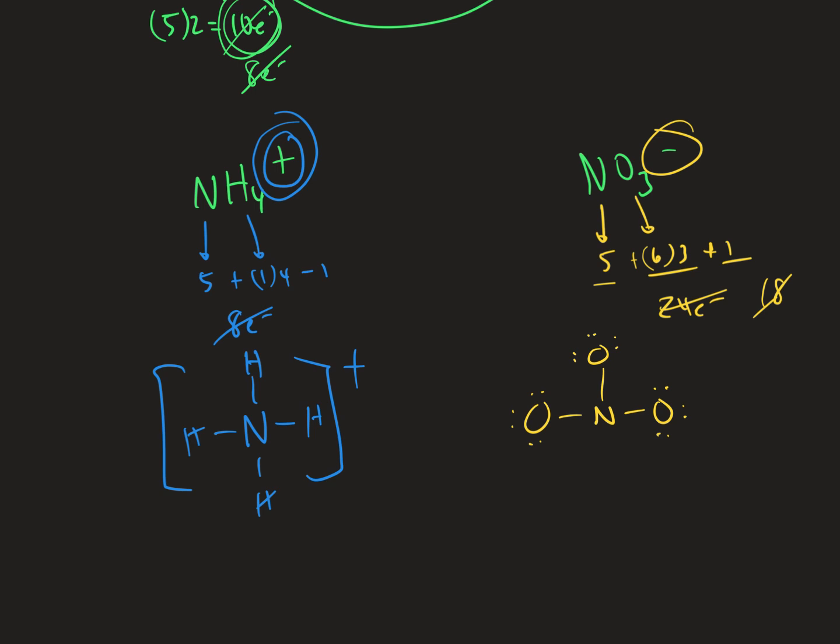No. No, nitrogen only has 6. So we have to take 2 away from one of the oxygens and make a double bond. Does it matter which oxygen we take it away from? Not in this class. Okay? Yeah, doesn't matter. But what I would recommend you do is try to make it look symmetrical. That's going to help you for the next step. Okay? And that's why I did it in the center one. What are we missing? Brackets and the charge. That's it.